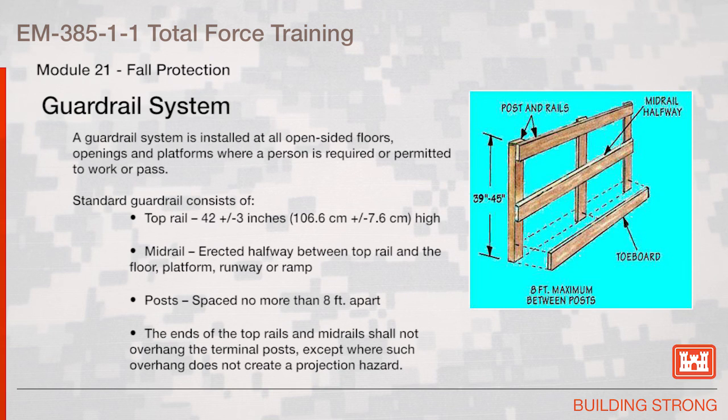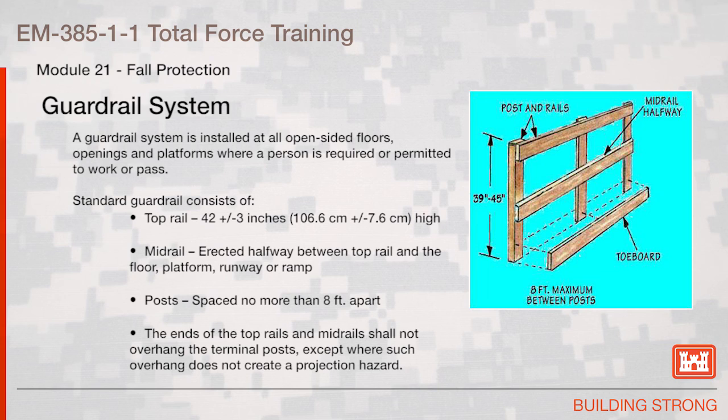A guardrail system is installed at all open-sided floors, openings, and platforms where a person is required or permitted to work or pass. A standard guardrail consists of a top rail, 42 plus or minus 3 inches high, a mid-rail, erected halfway between the top rail and the floor, platform, runway, or ramp, and the posts shall be spaced no more than 8 feet apart.